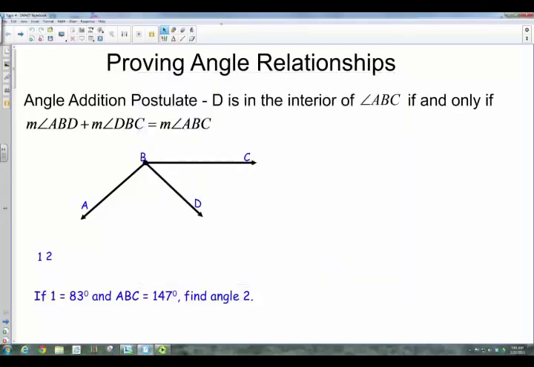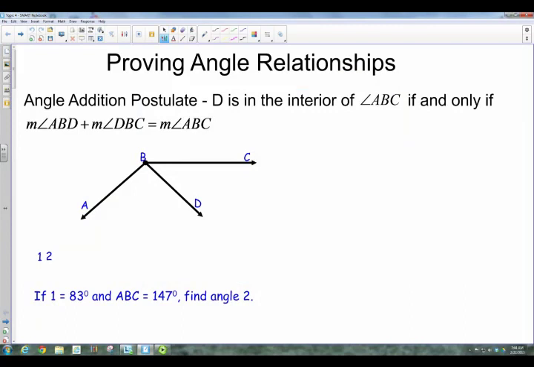Guys, we're back. Today we're looking at proving angle relationships. Okay, so dealing strictly with angles in this one. Last section we looked at the segment addition postulate. In this one we've got what's called the angle addition postulate.